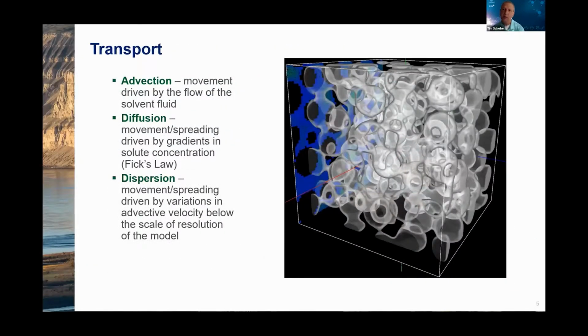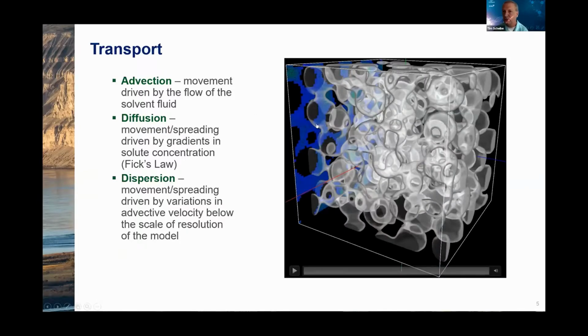I'm going to talk a little bit more about transport first. What is underlying the processes of transport in a reactive transport model? Well, in most reactive transport models, there are three primary ways that things get transported in the system. The first is what we call advection, which is simply movement that's driven by the flow of the solvent fluid.